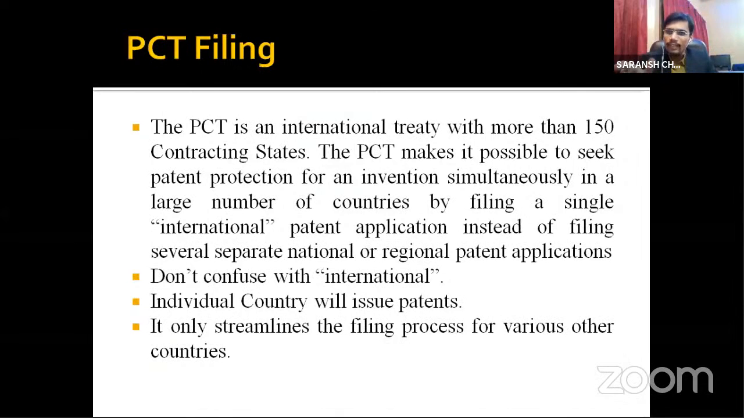Before getting into the dates and timelines, I will just try to explain this. Let's say you have an invention, and you believe that your invention can get protection, and you should also file this invention in Australia, Canada, or Russia, wherever you want, right? So you think, okay fine, let's go for a PCT filing.